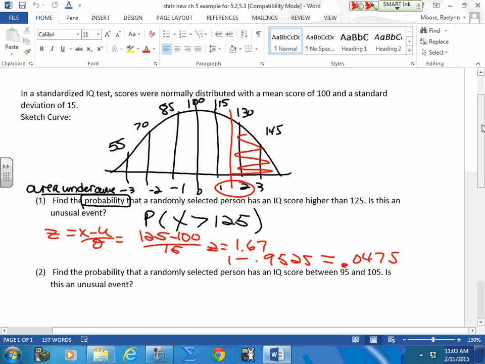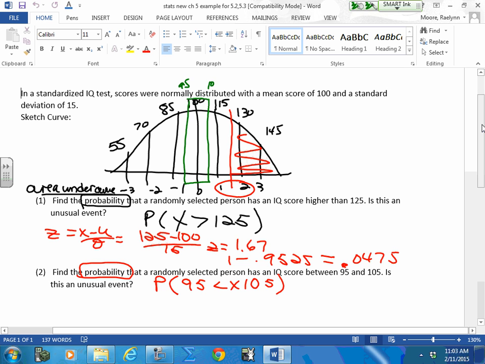We're going back to your x value, right? We found your area under the curve. Stay with me. I want the probability that a randomly selected person has an IQ between 95 and 105. So I'm looking between 95 and 105. Now I want you to notice something about this curve.